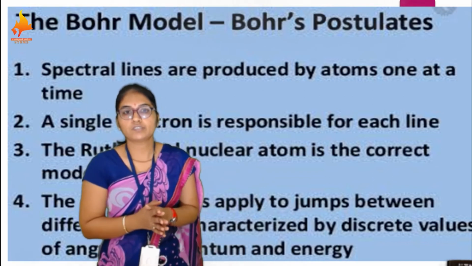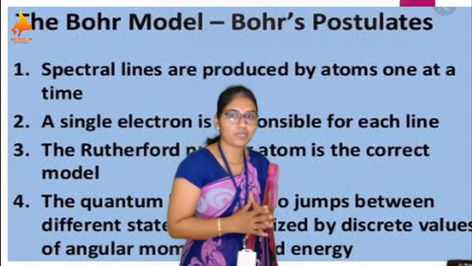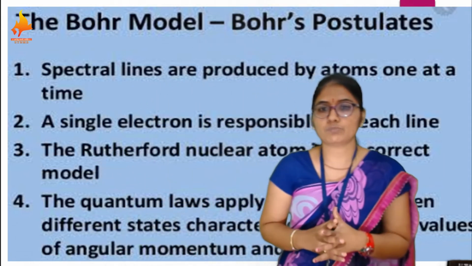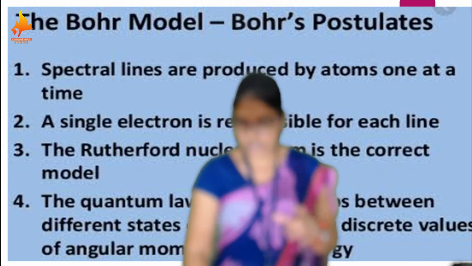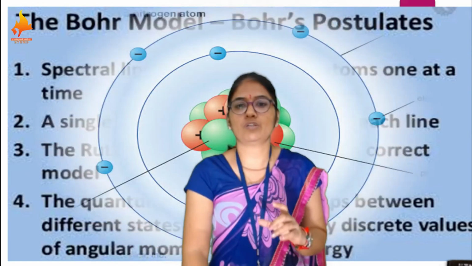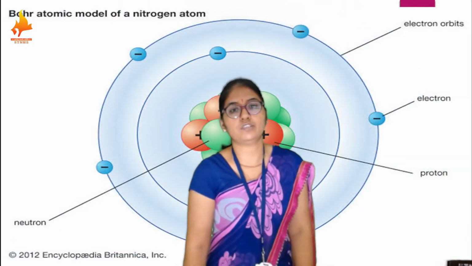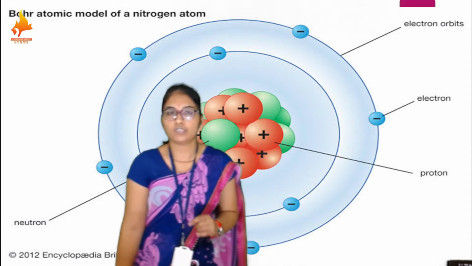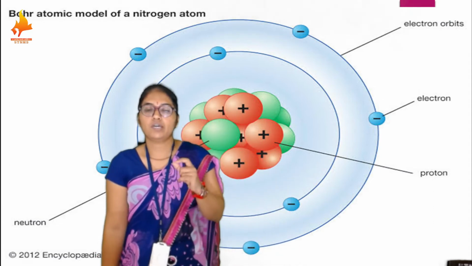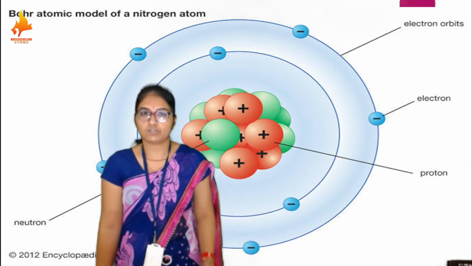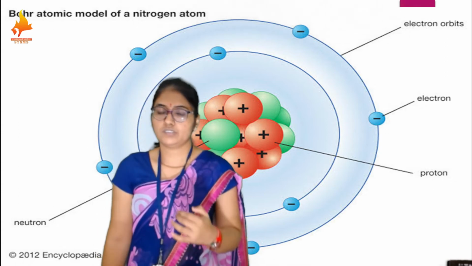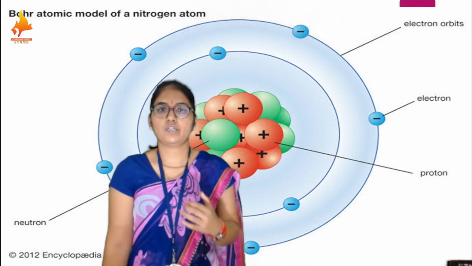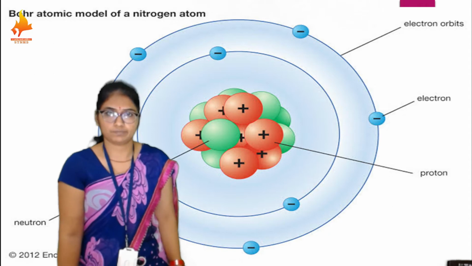He said that different states are characterized by discrete values of angular momentum and energy. It means that the discrete orbits or shells have a particular energy in which electrons can revolve. Each has a fixed energy, in increasing order. We can say that shells 1, 2, 3 are arranged in increasing order.